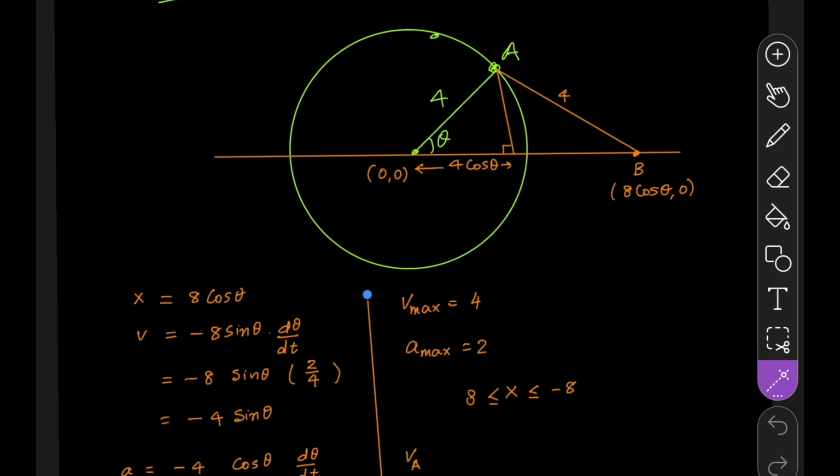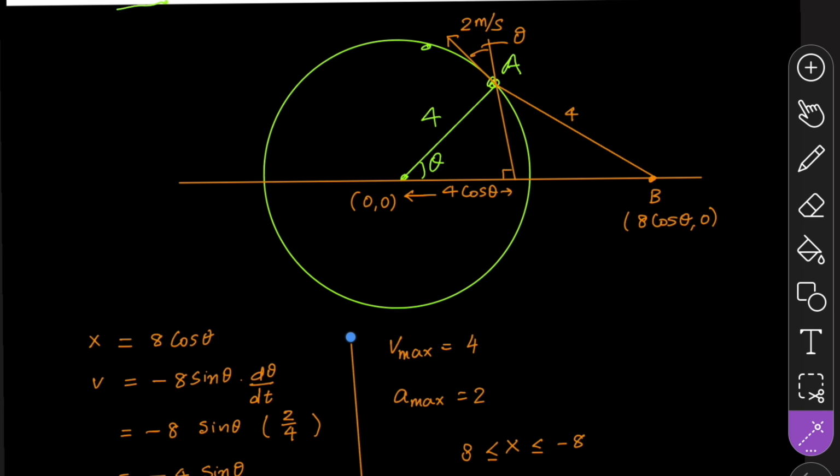Now we have to see the modulus of the velocity of particle A relative to the other. So we have to find the relative velocity. See the velocity of A here in this diagram. It is 2 meters per second, making an angle theta. This you can verify easily that this angle is theta. This is 90, so here it will be 90 minus theta. This angle is 90 because radius and tangent are perpendicular. This total angle is 180. So this angle is theta.